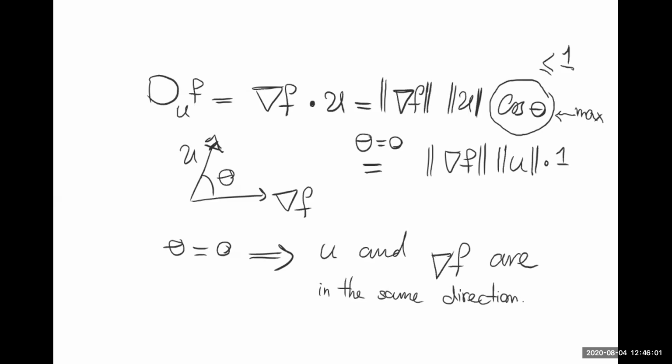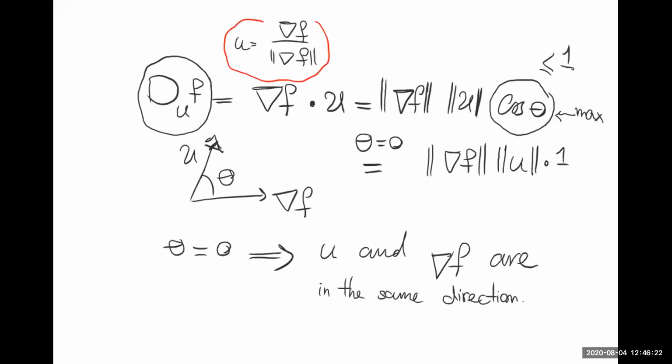So wait, u is always equal to the gradient of f over its norm? No, I'm saying the directional derivative would be maximized if u is equal to this thing, not that it is always equal to that. If you walk in this direction, you would feel the height of the mountain is increasing the most. So it doesn't mean u is always equal to that. u can be any direction. But this is the direction in which f would increase the most if you walk in that direction.